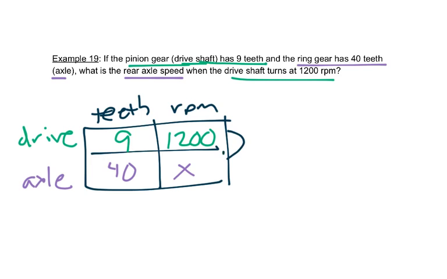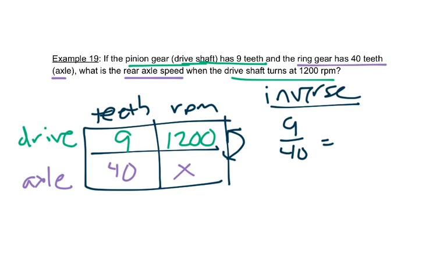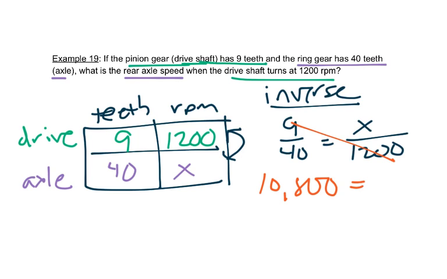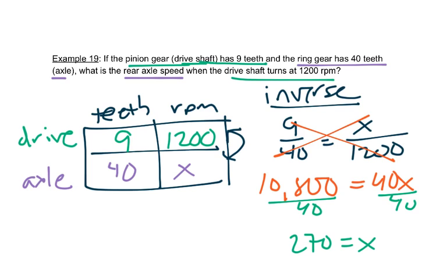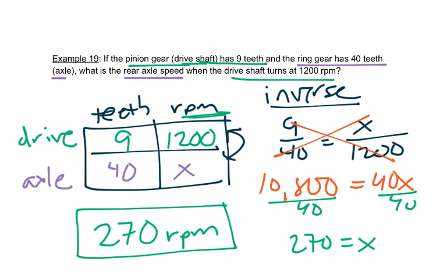It's a gear teeth speed thing, so it's an inverse proportion. So write 9 over 40 and x over 1200. So do 9 times 1200 equals 10,800. X times 40 is 40x. We'll divide both sides by 40. We get 270 equals x. This is underneath the RPMs, so our label is RPMs. It's a much bigger gear, so it's turning much more slowly.